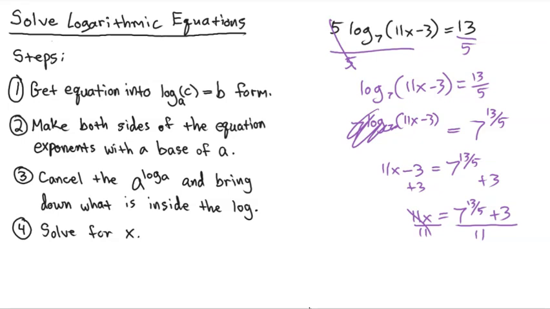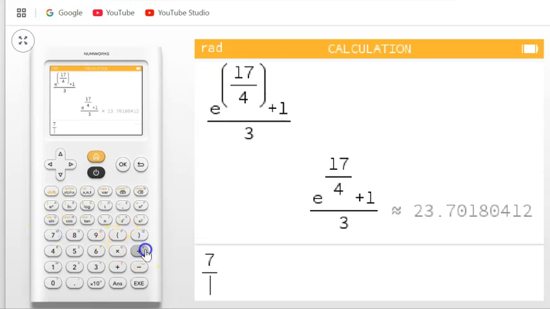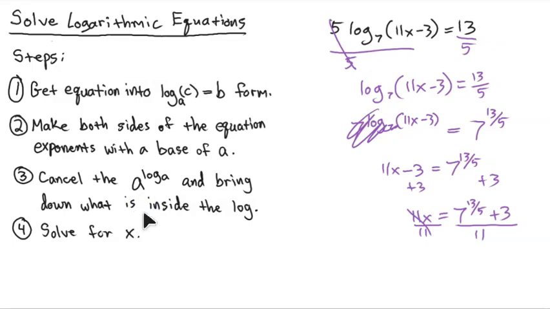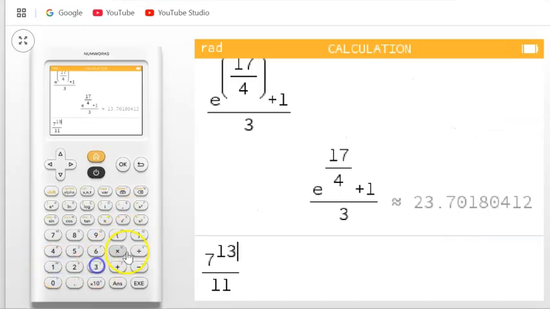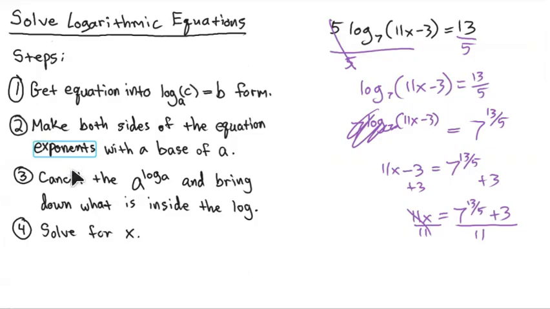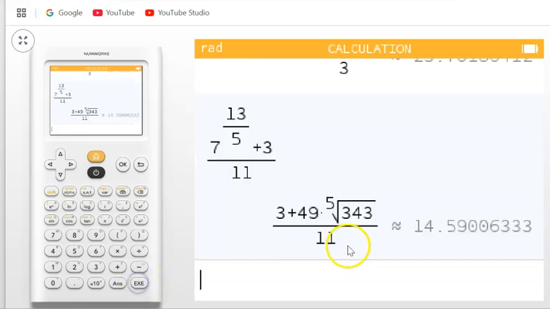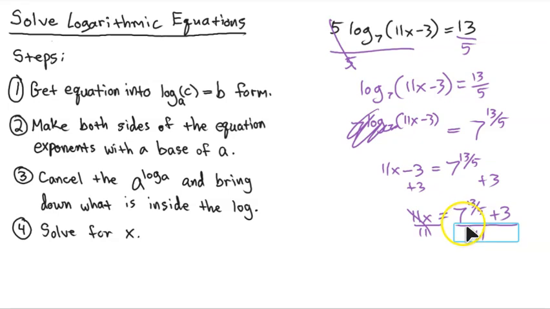Okay? So let's see how we're going to put this into the calculator. I'm going to start by doing 7 divided by 11, and then I'll manipulate the numerator. I'll go up here, so I'll do 7 to the power of, what are we, 13 over 5? 13 divided by 5, and then we're supposed to do plus 3. So 7 to the power of 13 over 5 plus 3, then all divided by 11. If I hit execute, I get 14.59.